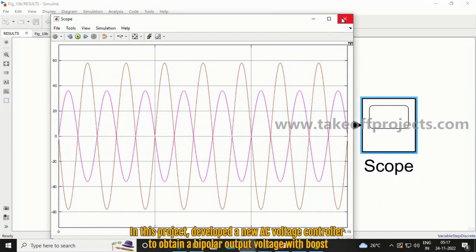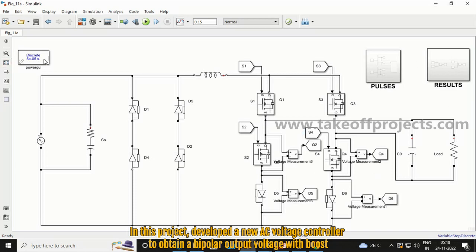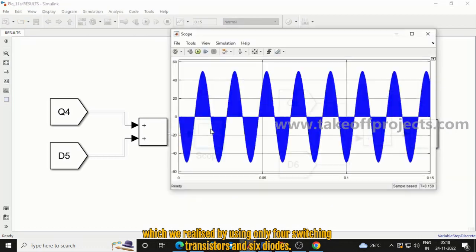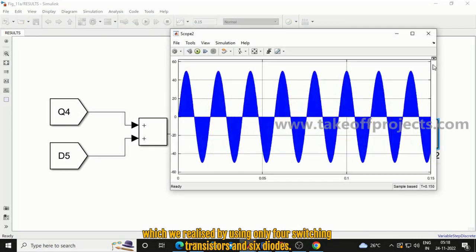In this project, we developed a new AC voltage controller to obtain a bipolar output voltage with boost capabilities, which we realized by using only four switching transistors and six diodes.